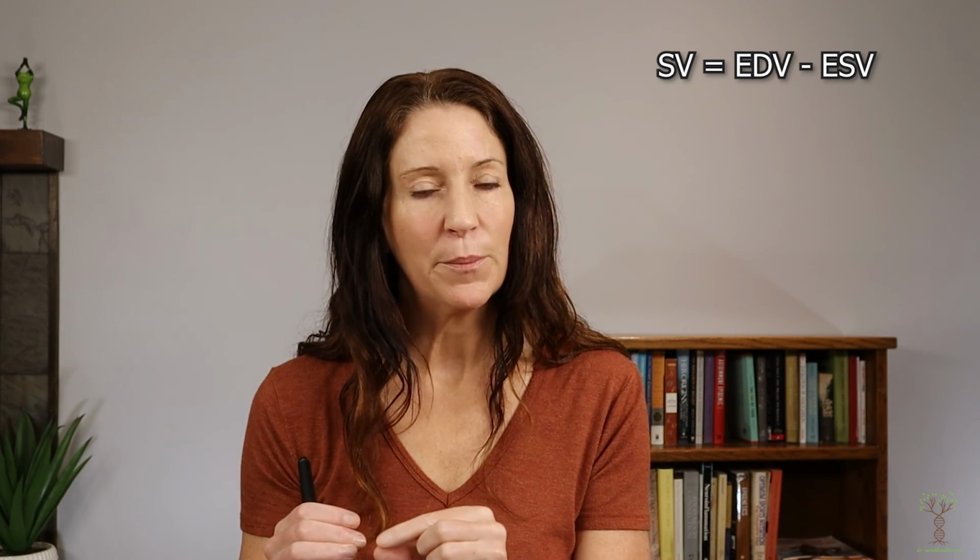The end diastolic volume, when the ventricles are full after relaxation, is about 120 mils. And then after systole, the end systolic volume after contraction, there's about 50 mils left in the ventricle. So you simply subtract those numbers to get the volume of blood that has been ejected, and that is the stroke volume, which is about 70 mils.